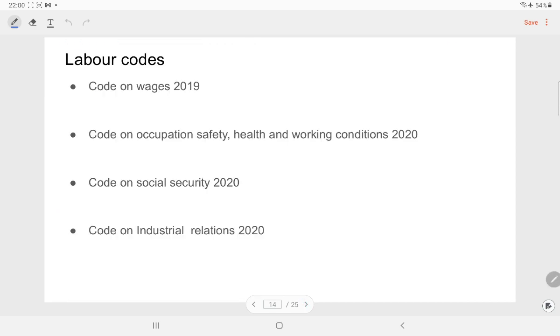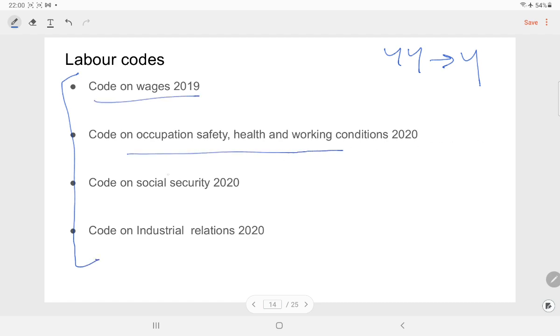So what are the different labor laws? First, previously there were 44 labor laws, and now these are all consolidated into four labor laws: the Code on Wages, the Code on Occupational Safety, Health and Working Conditions, the Code on Social Security, and the Code on Industrial Relations. Parliament has already passed all four codes and they have received the President's assent, but many states have not notified them yet, so notification is not done.